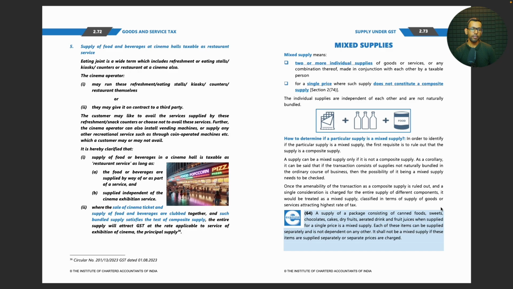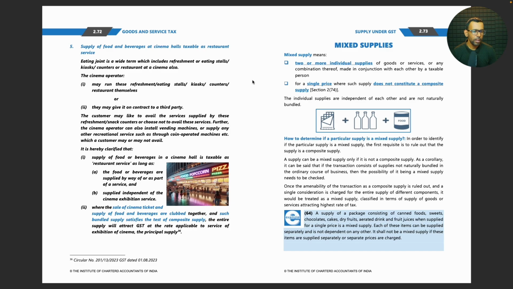Supply of food and beverages at cinema halls taxable as restaurant service. Eating joint is a wide term which includes refreshment or eating stalls, kiosks, counters or restaurant at a cinema hall. I think again there is a typo here. I think it should be cinema hall.